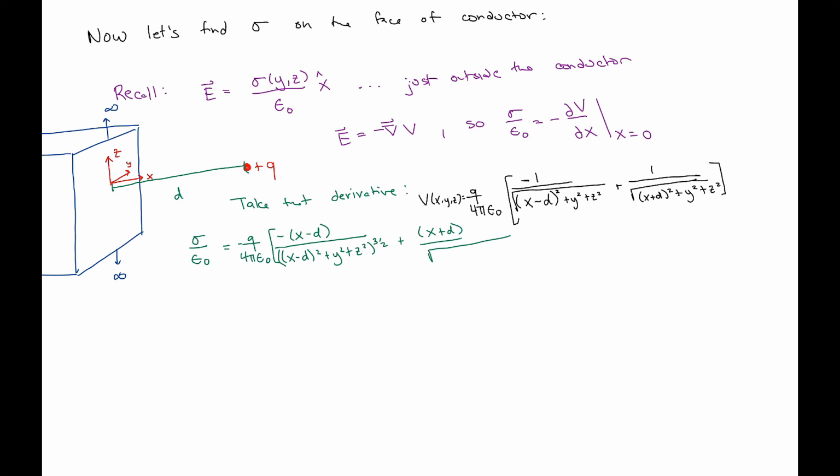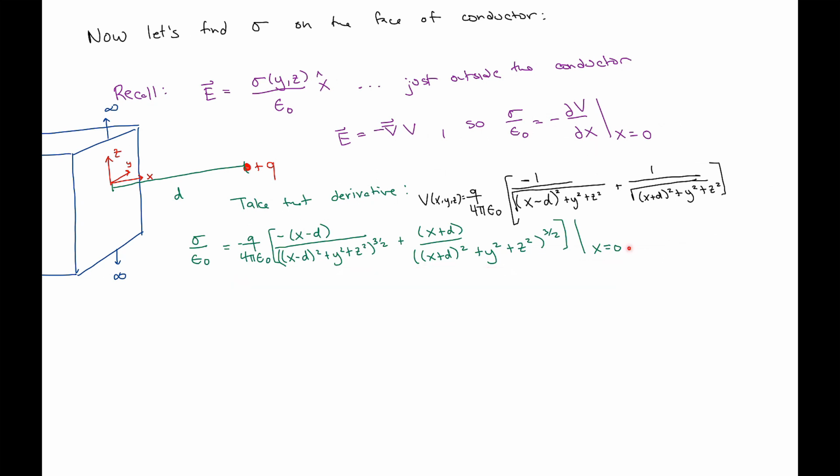Oh, wait, that's not what I want to do. Now, if you can imagine what this is going to look like, this is going to be x plus d squared plus y squared plus z squared to the 3/2. I could have written that out with a little more room, but whatever. And this is true on the sheet itself, so at x equals 0, right at the sheet.